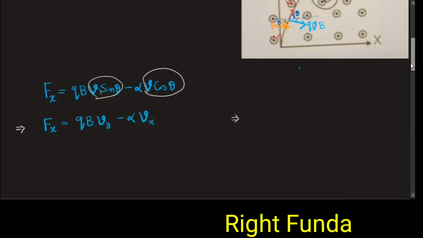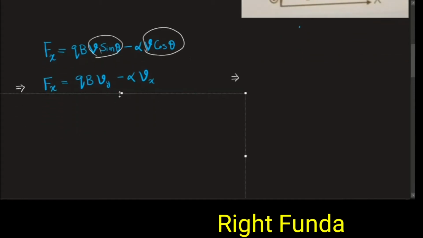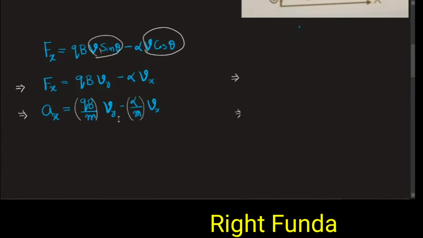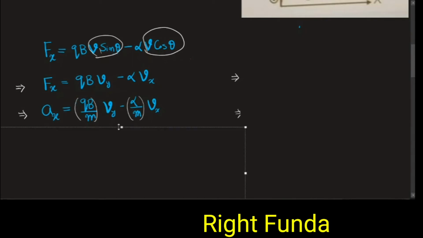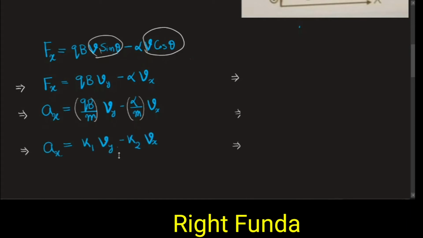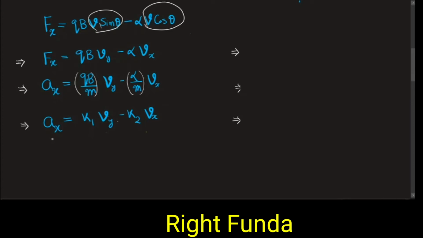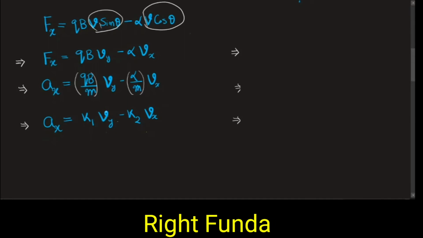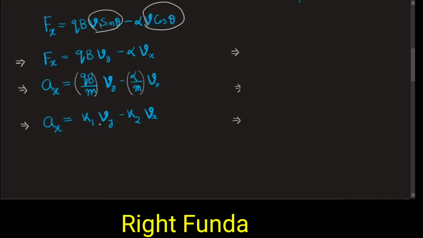And I know this component, Fx equal to m ax, so acceleration can be calculated like this, divided by m. Here q, B, m and alpha are constant. In place of this I'll write k1, and in this place I'll write k2. Then I get this acceleration. But I got the x acceleration in terms of vy and vx. If ax was a function of vx only, it was very simple, I could have integrated it. But here the y component of v is available along with the x acceleration. So how to solve this equation, because two things are there.